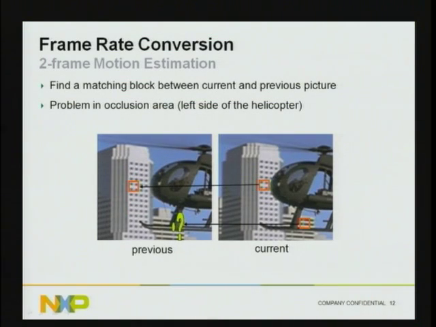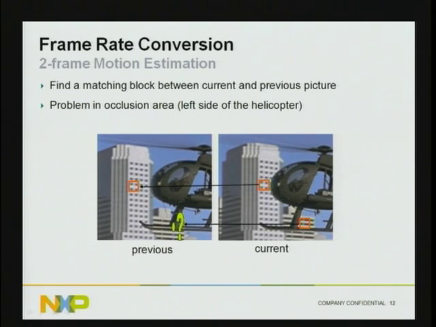So frame rate conversion typically consists of, on one hand, motion estimation, and on the other hand, interpolation, so calculating missing pictures. And traditional motion estimators try to find a match between a block of pixels, basically between a current picture and a previous picture. So let's say if you look at this building, it will find a match in that building, basically between this picture and this picture. Normally, if not too much is going on in your content, this is fine.